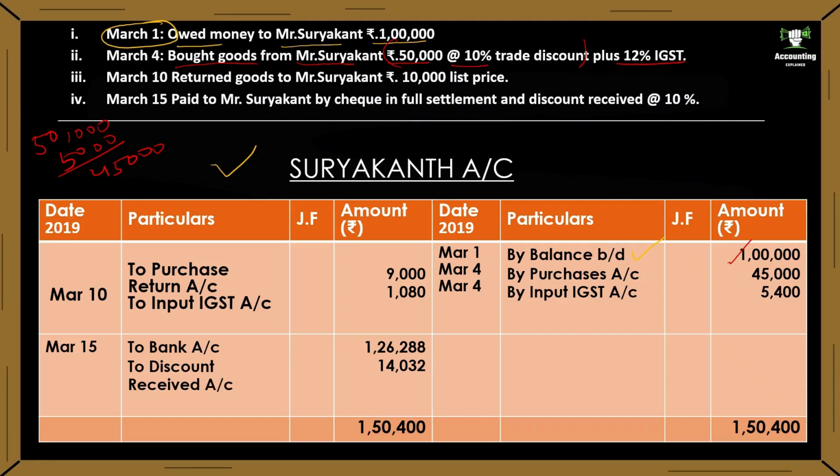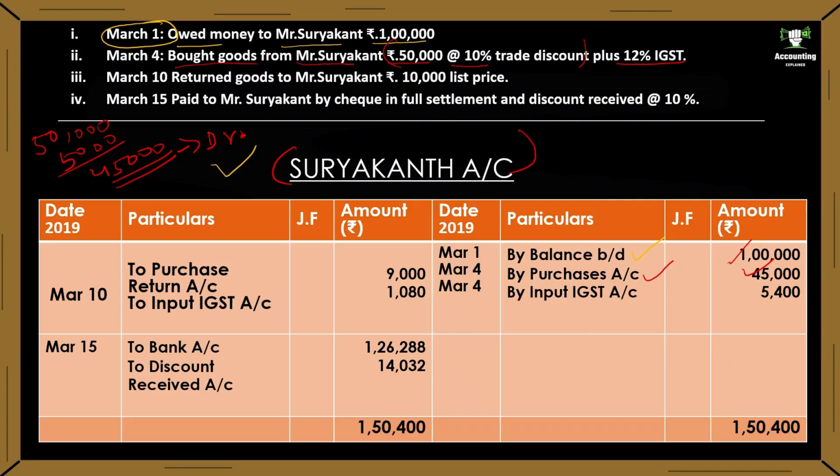Okay. In the journal, you will debit your purchases. So in the ledger of Suryakant account, you will be crediting purchases. By purchases account, 45,000. By this time, students, you should be thorough with the posting of ledger accounts without doing the journal entries. Okay. You have to practice more. If you are not thorough, please practice more.